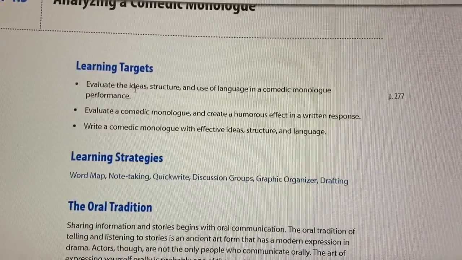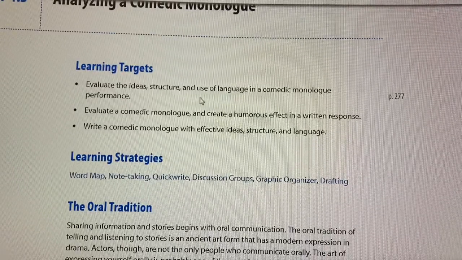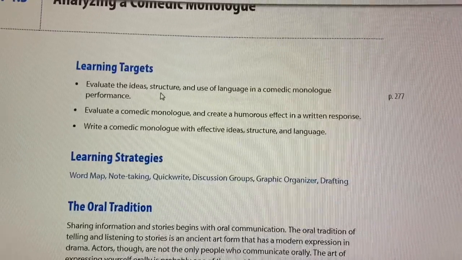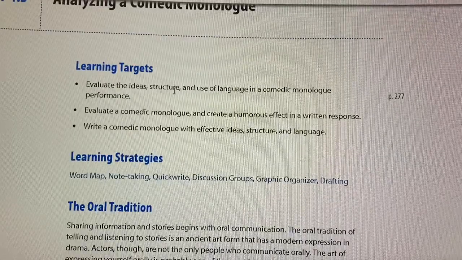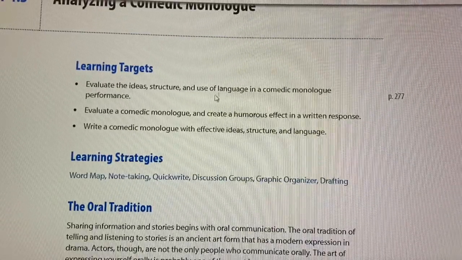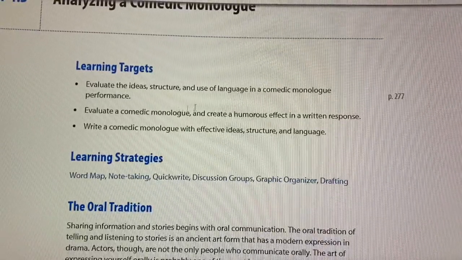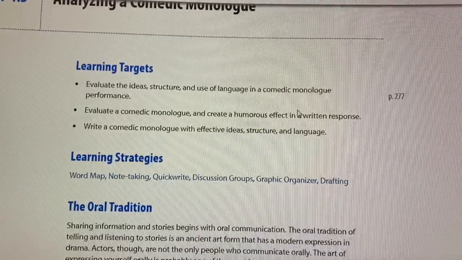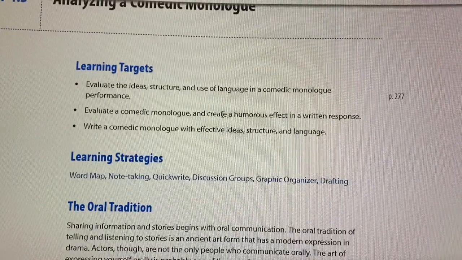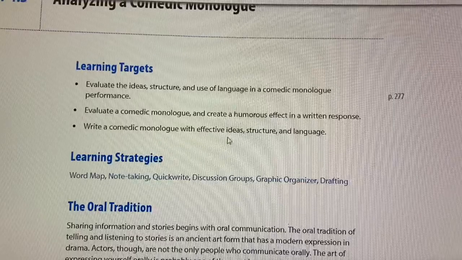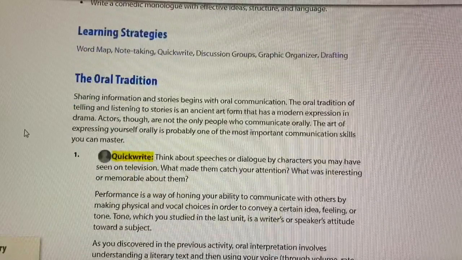So you're going to evaluate the ideas, structure, and use of language in a comedic monologue performance. One of the most important things is going to be structure, like the way the monologue is created, and then the language that people use in a monologue. And then same verb, evaluate, so evaluating a monologue. And then you're going to be creating your own at the end, and the goal is to make it humorous. So you're trying to make it funny, a funny monologue. And that's the last learning target, writing a comedic monologue. So they're all related to each other.